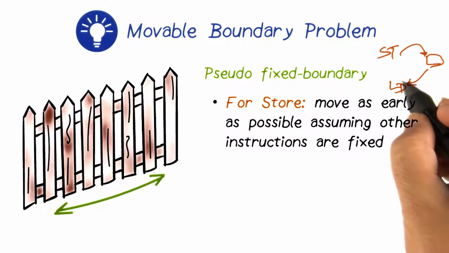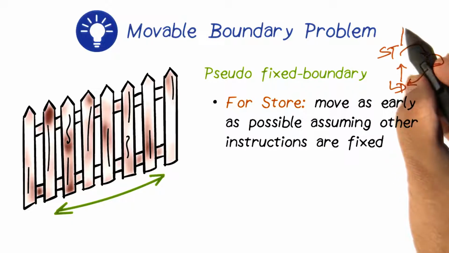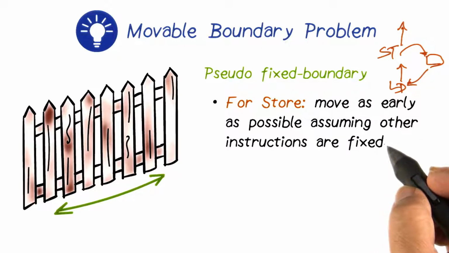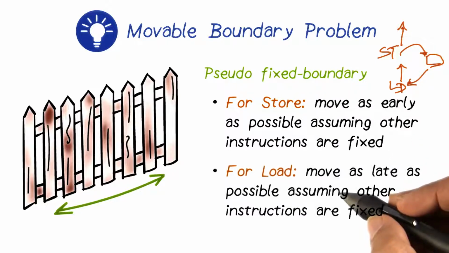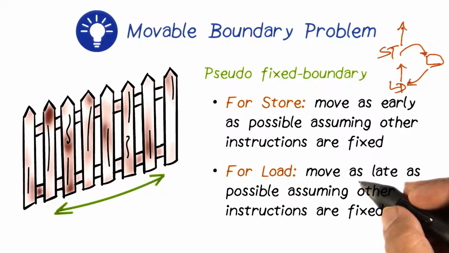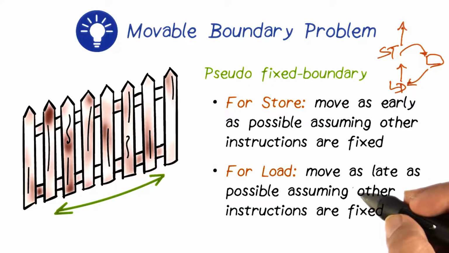So naturally, if this load has to move up, this store has to move up. And that is why the store is moved as early as possible in this particular scenario. Now the second one deals with the motion of the load. What we want to do here is move the load as late as possible so that the motion of the store is in fact held as long as possible.